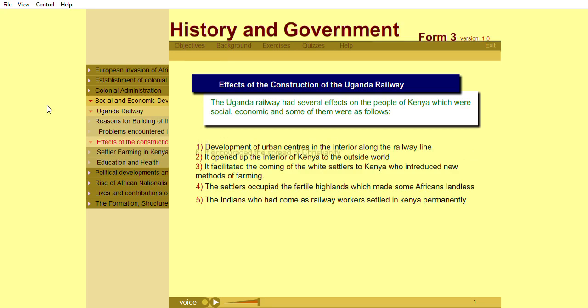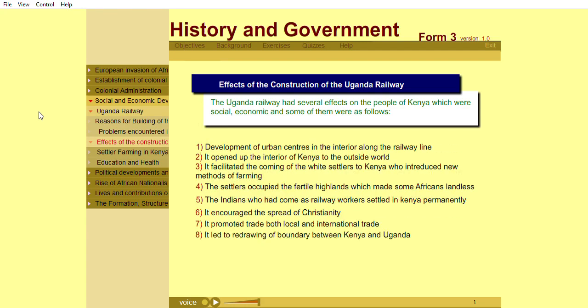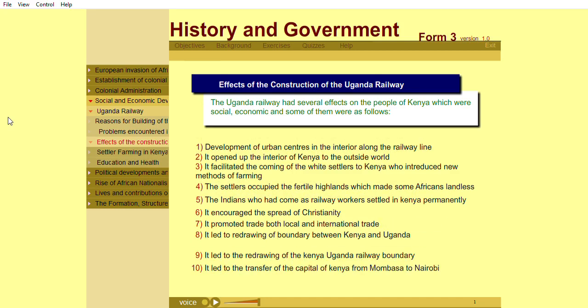It encouraged the spread of Christianity. It promoted trade, both local and international. It encouraged construction of other means of transport and communication, such as roads. It led to the redrawing of the Kenya-Uganda boundary. It led to the transfer of the capital of Kenya from Mombasa to Nairobi.